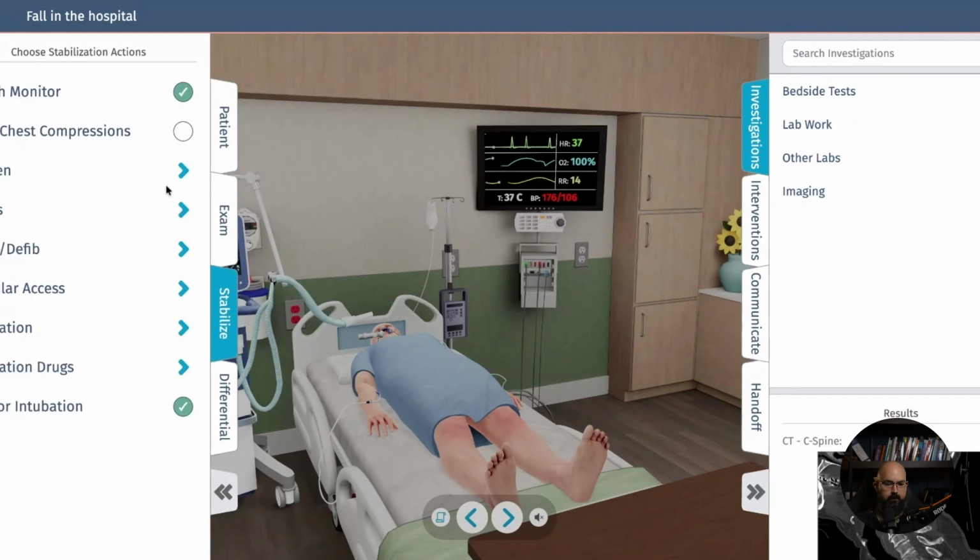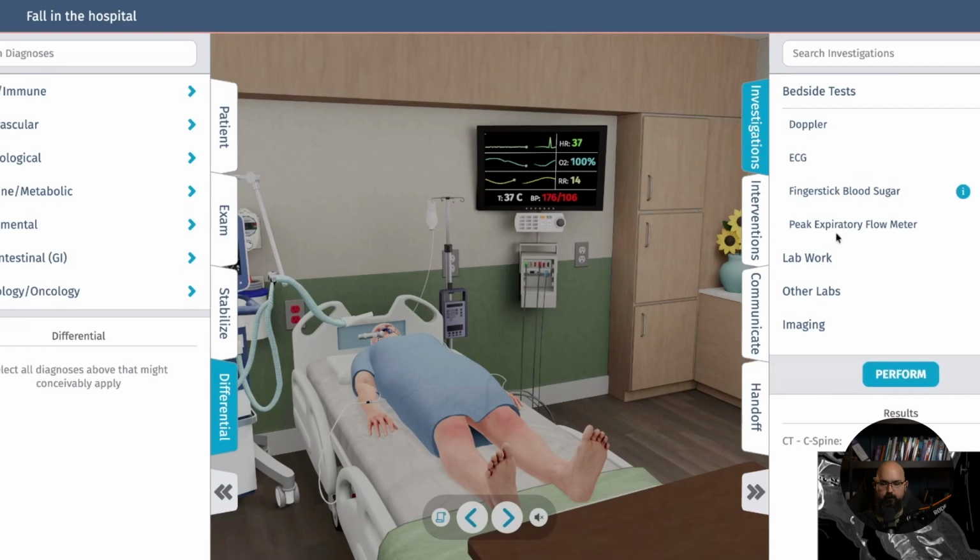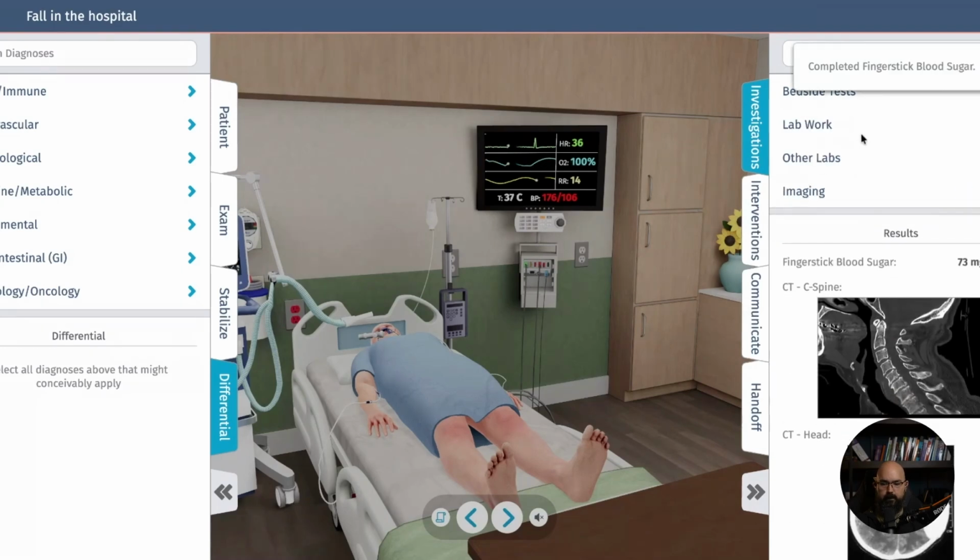So he is on the monitor. He's already endotracheally intubated. He doesn't need any adjustment in oxygenation. He doesn't need any fluids. The one thing that we would do in real life, especially if he's on the ventilator, is crank that respiratory rate up. Bedside tests, so pre-op stuff. Oh, blood sugar. Always get a blood sugar.